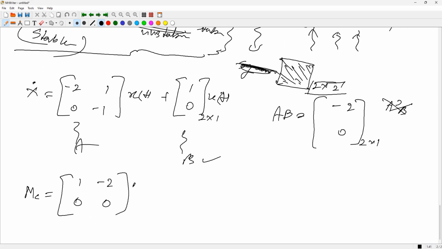The theory is that this MC should be full rank. Square means it should be, I don't know, rectangular or square. I don't know how to say it. The number of rows should be equal to the number of columns.